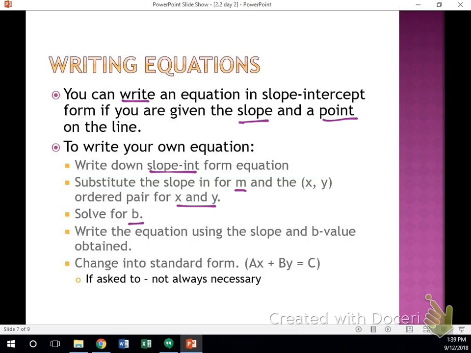Then you're going to go back and start over and write the equation using the slope, which you should have already known, and the b value that you obtained. Change into standard form if necessary. It's not always going to be necessary. Sometimes the directions will tell you to. If they don't, you don't have to worry about it. So, just another reason why it's nice to read the directions.